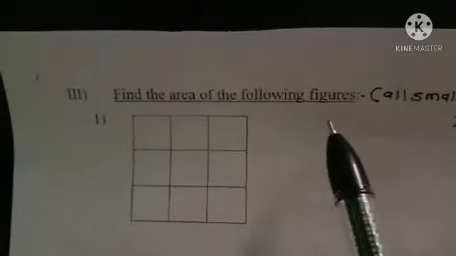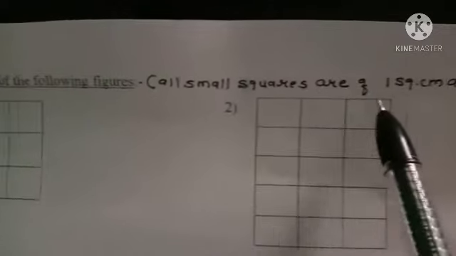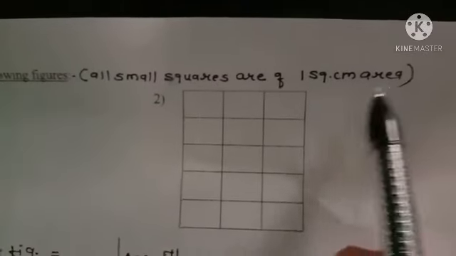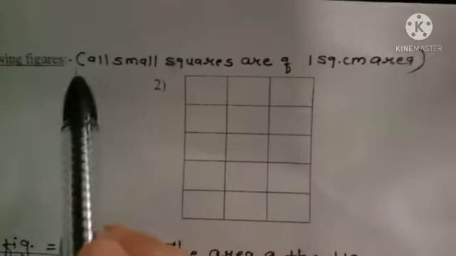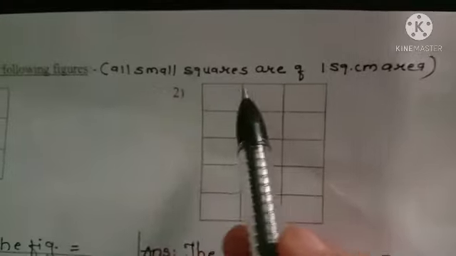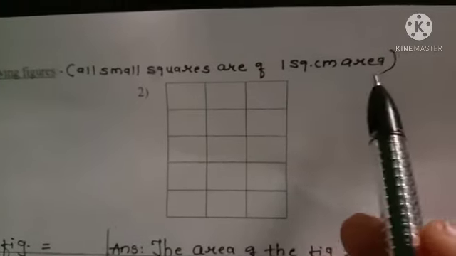So moving to question number 3. Here given, find the area of the following figures. And in bracket is given, all small squares are of 1 square centimeter area. So this sentence is not given in your worksheet. So you have to write down this in bracket, that all small squares are of 1 square centimeter area.